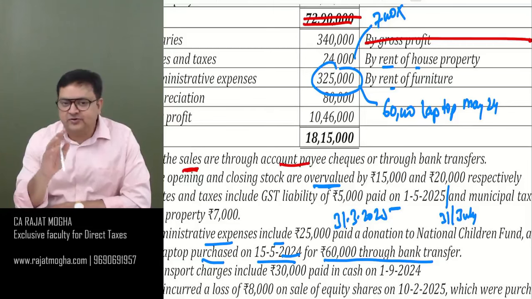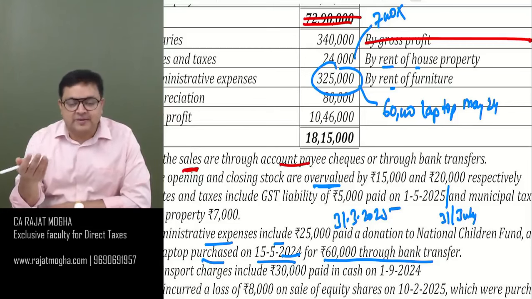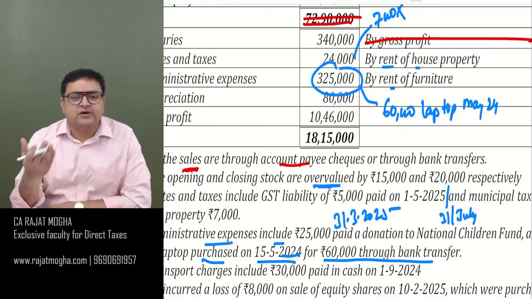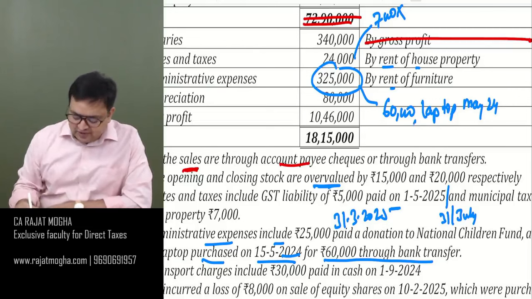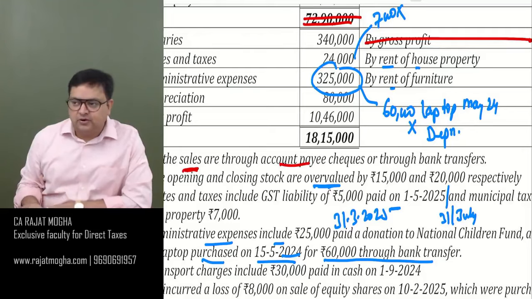You should disallow it. It is not allowed because it is not a revenue expense. It's a capital expenditure, and then you should claim depreciation. Correct, Raju sir? We should claim depreciation at a rate of 40%, because it's a computer, laptop, books: 40%. Since it was purchased in May 24, it was used for 180 days or more, so you will charge full depreciation of 40%. Everybody understood? I will disallow 60,000 and then claim depreciation on it. All good?